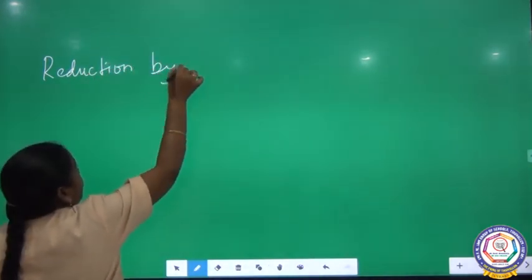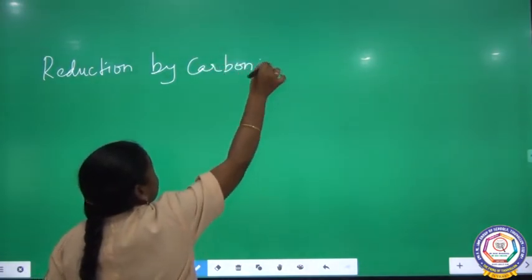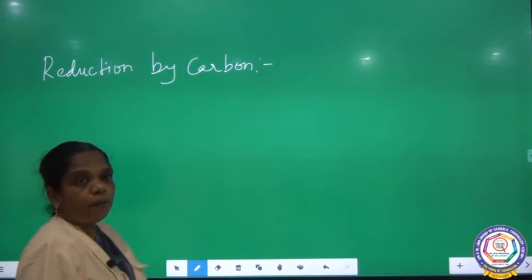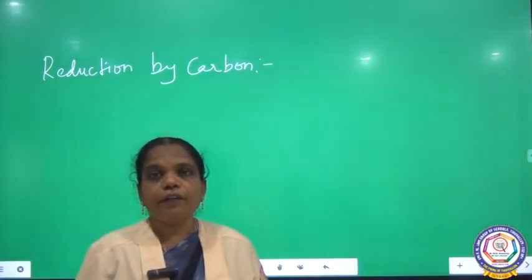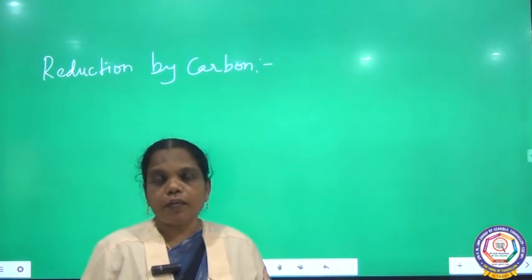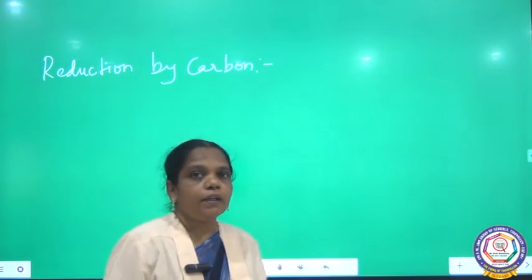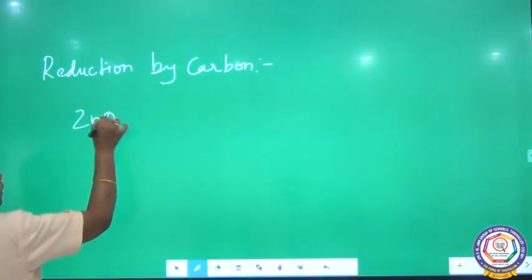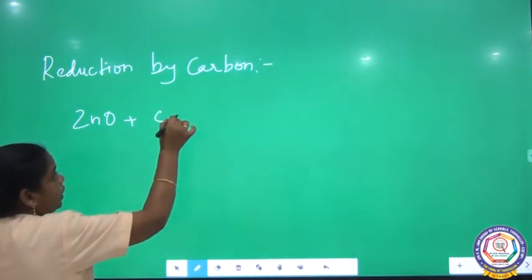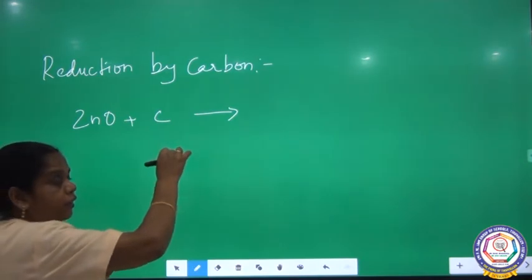Reduction by carbon. Carbon is applicable for the metals which do not form carbide with carbon. That type of metal only can be reduced by using carbon. Here, zinc oxide can be reduced by using carbon because zinc cannot form carbide with carbon.